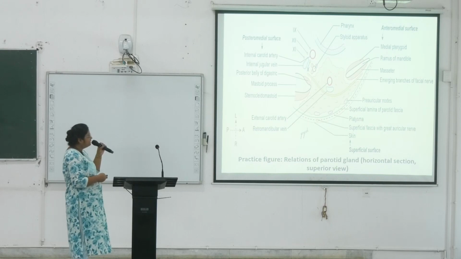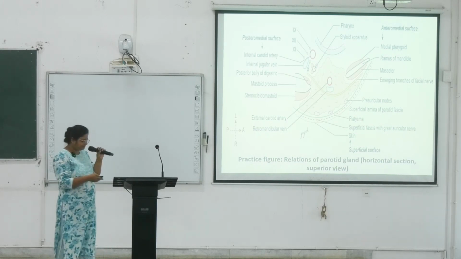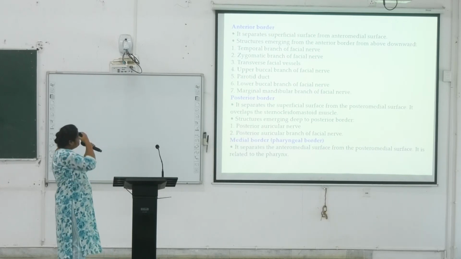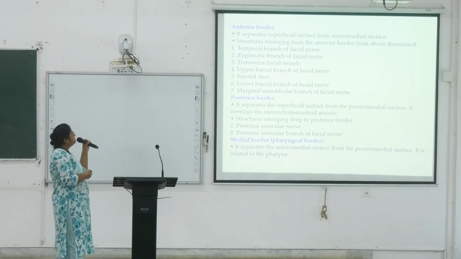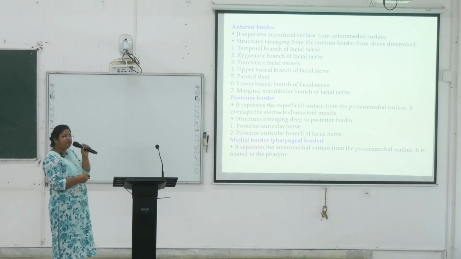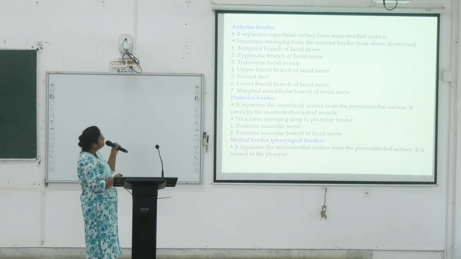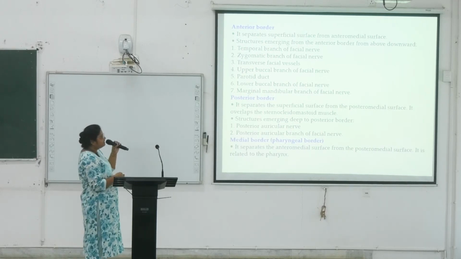Okay, so the relations you have understood. Now we go to the anterior border. It separates the superficial surface from the anteromedial surface. And structures emerging from the anterior border from above downward, we'll see in the next picture.